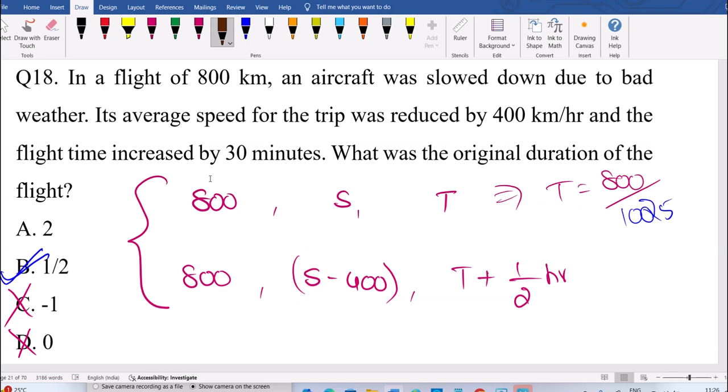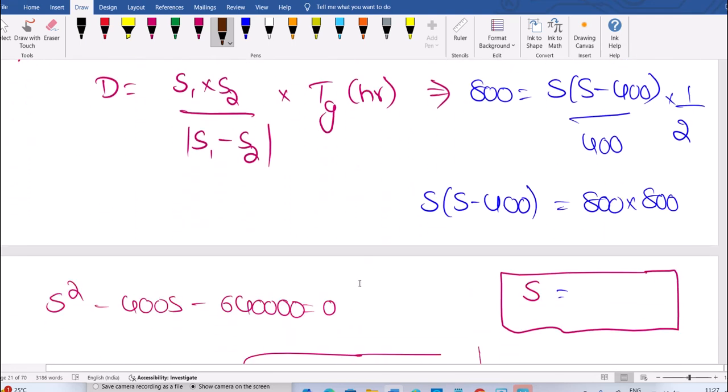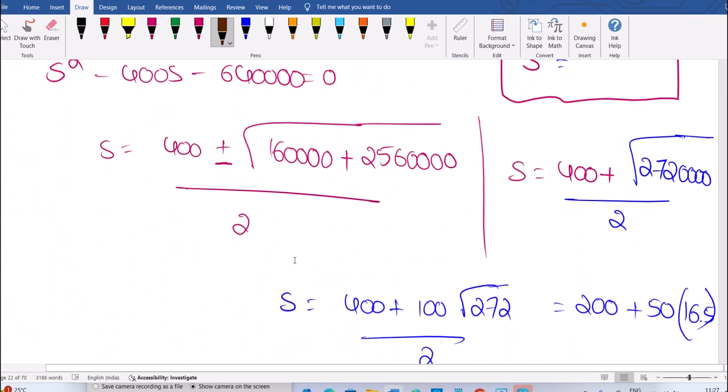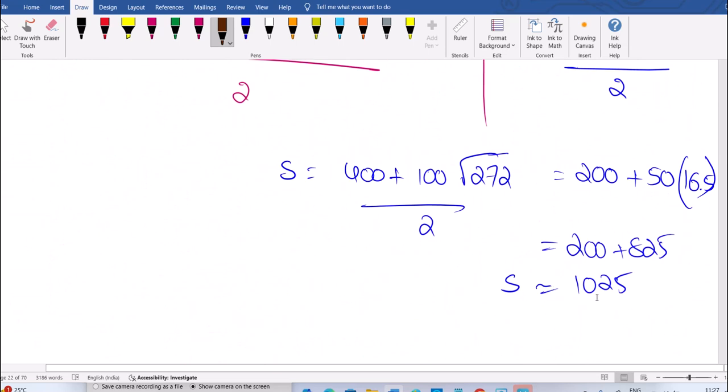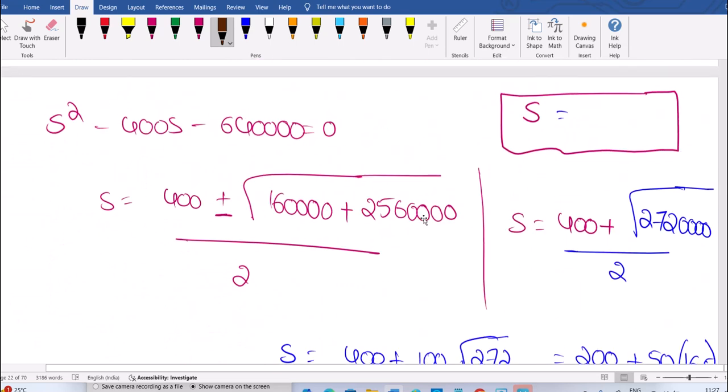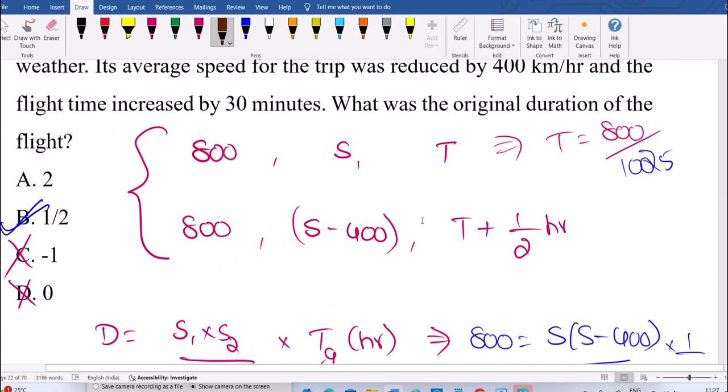This is the pure concept. No, sir, I'll do distance equal to speed into time, like that. Whatever method you try, you are going to get options that will not be satisfied. Approximately the speed is 1025. In fact, I'll just show you here itself.